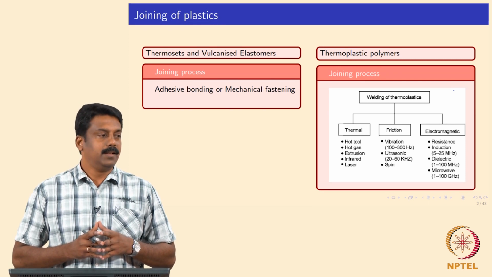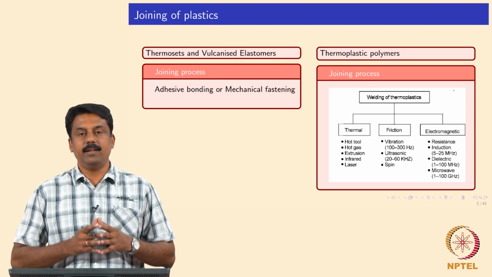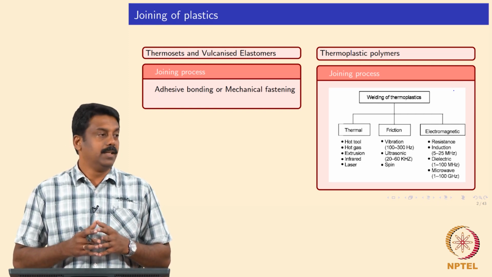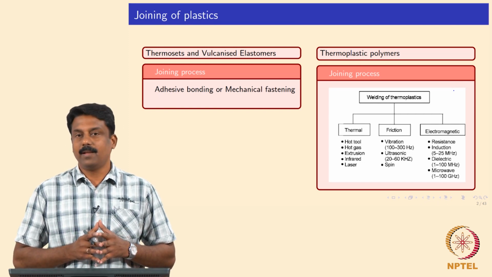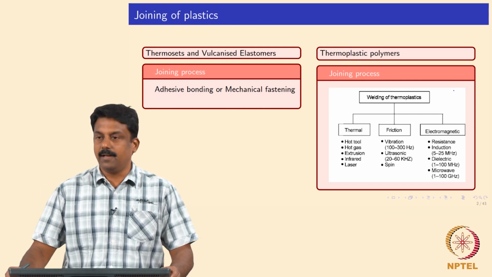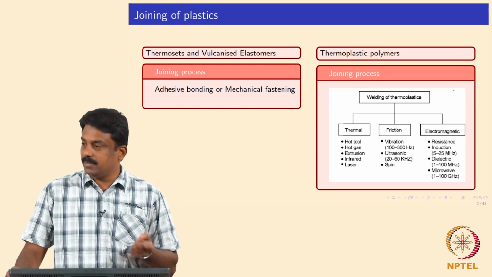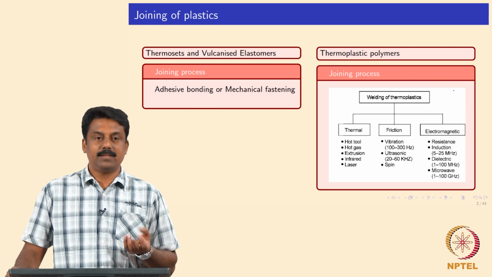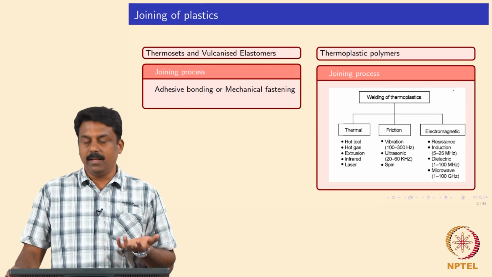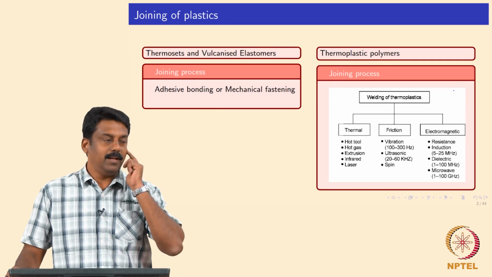Thermoplastics, on the other hand, can be joined using various processes that we are going to look at in this class. For example, we can use thermal methods like hot plates, hot gas, hot tools, extrusion processes, laser-based processes, or infrared optical welding processes, or you can also use friction welding, like we looked at in the last class.